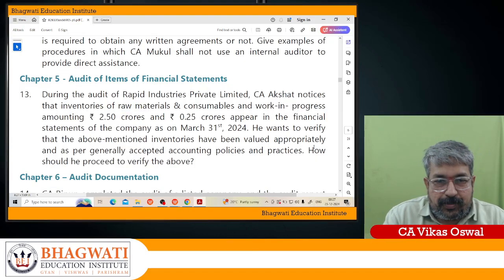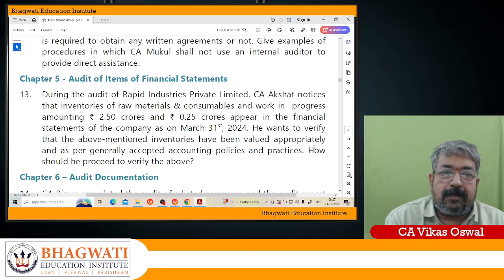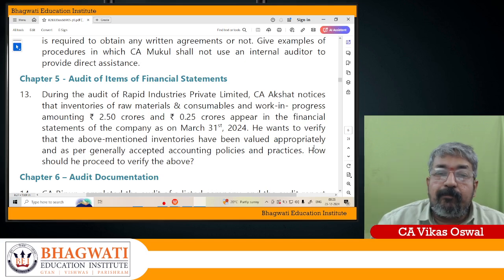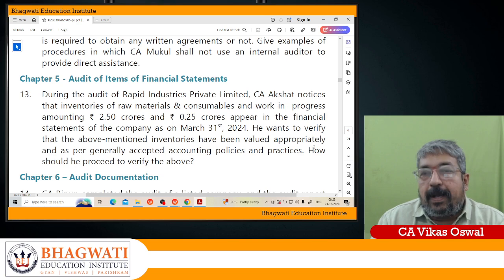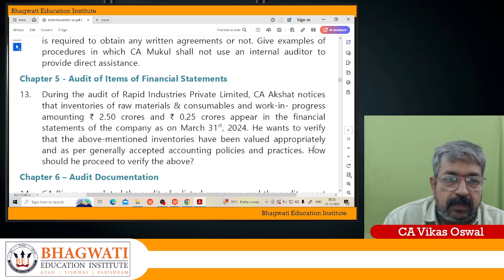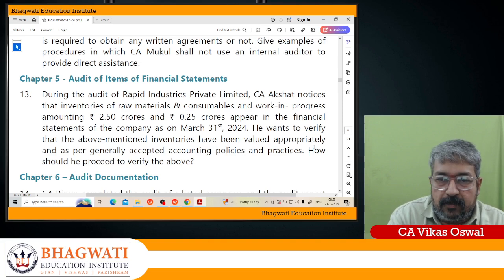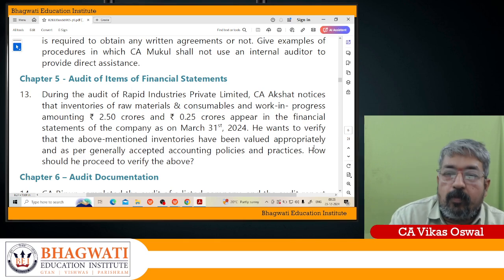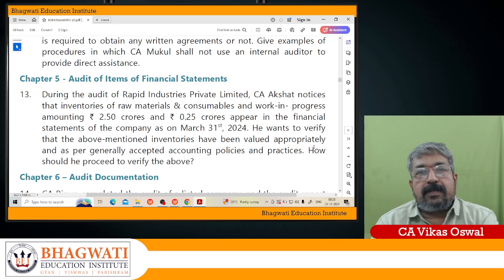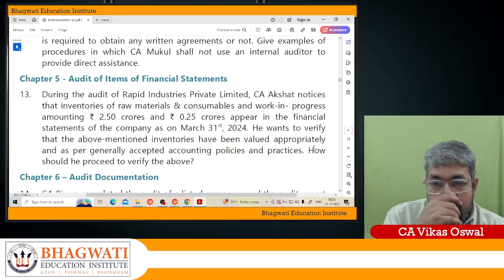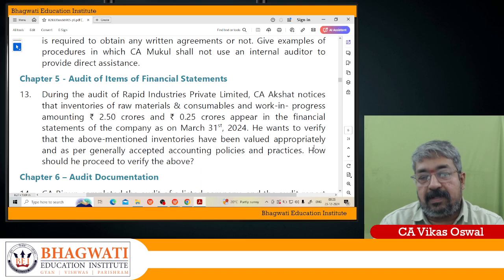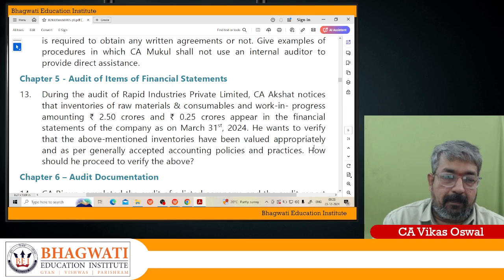Now let us take up a question from January 25 RTP from chapter 5, audit of items of financial statement. During the audit of Rapid Industries Private Limited, CA Akshat notices that inventories of raw material and consumables and work in progress amounting to 2.5 crores and 0.25 crore appear in the financial statement of the company as on 31st March 24. He wants to verify the above mentioned inventories have been valued appropriately as per generally accepted accounting policies and practices. How should he proceed to verify the above?